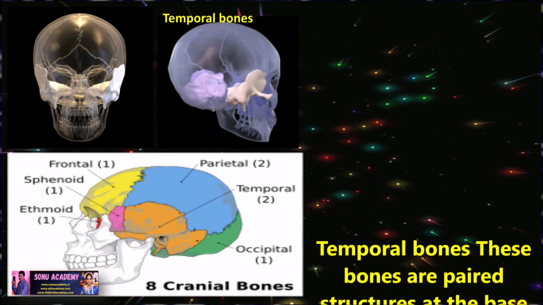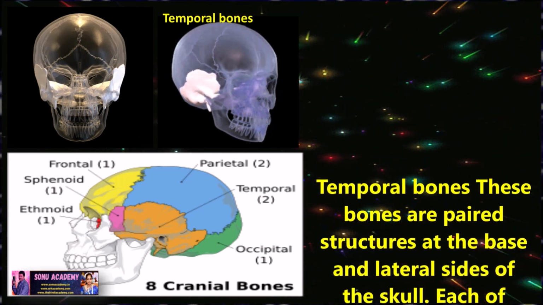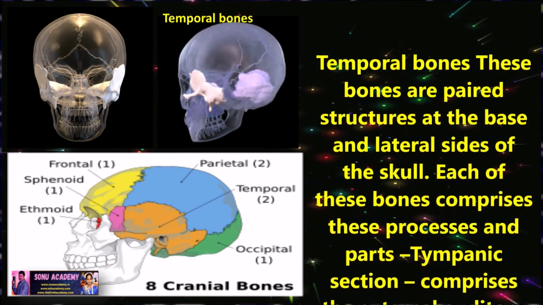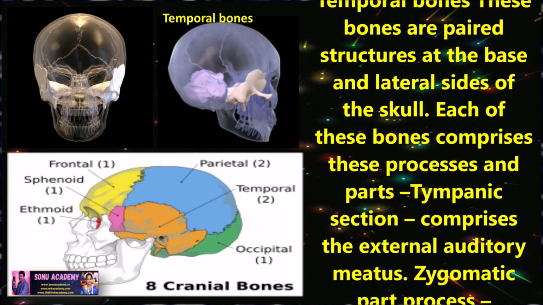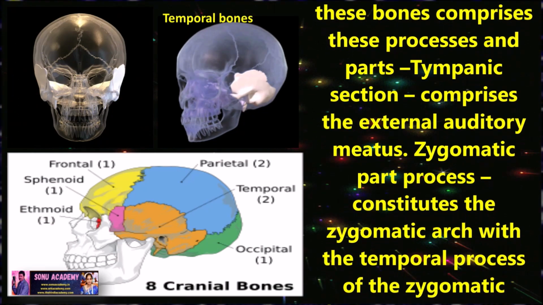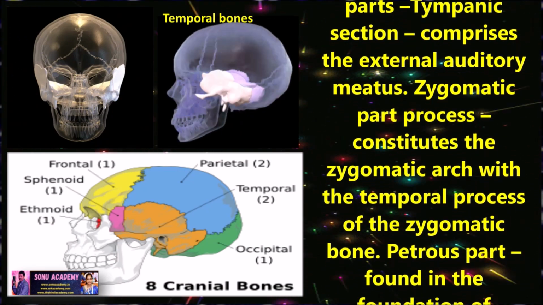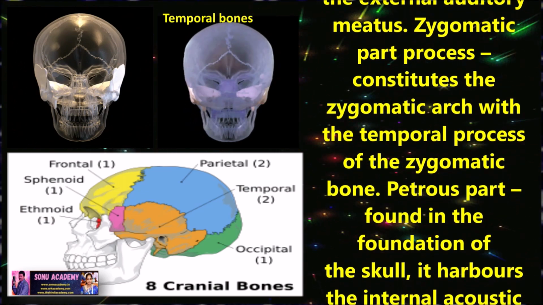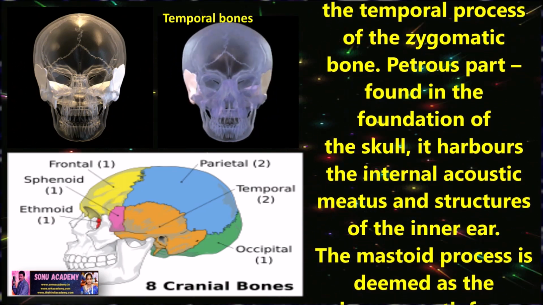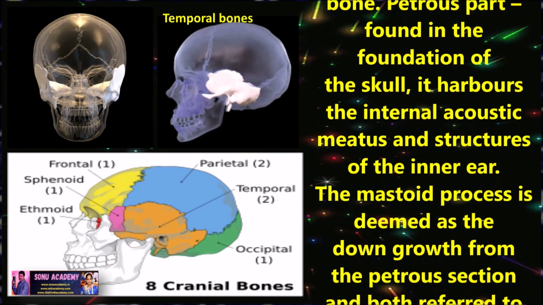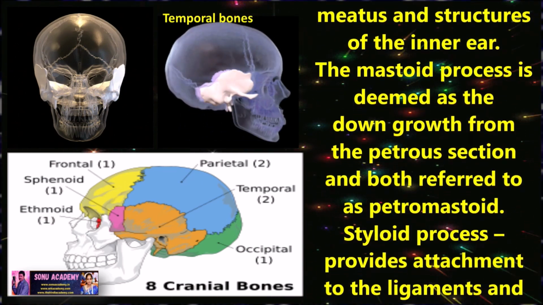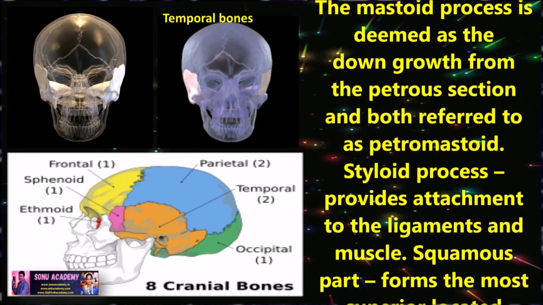Children, let us discuss temporal bones. These bones are paired structures at the base and lateral sides of the skull. Each of these bones comprises processes and parts. The tympanic section comprises the external auditory meatus, and the zygomatic process constitutes the zygomatic arch with the temporal process of the zygomatic bone. The petrous part is found at the base of the skull. It harbors the internal acoustic meatus and structures of the inner ear. The mastoid process is deemed a downgrowth from the petrous section, and both are referred to as the petromastoid.